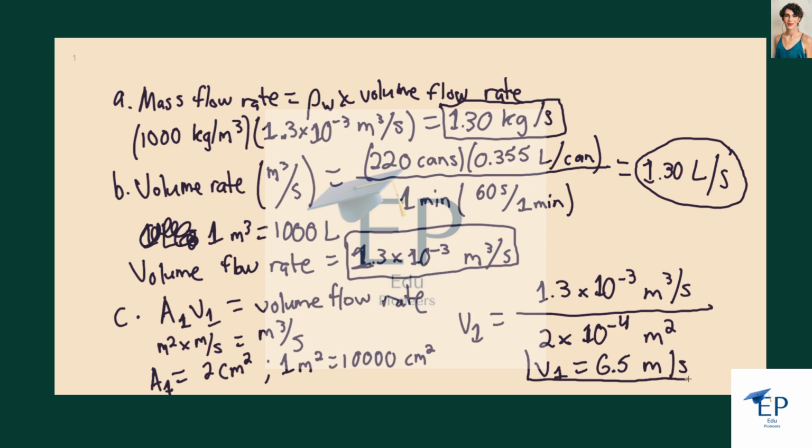So for the first 3 parts, the volume flow rate is what helps us the most. We find the volume flow rate first, convert it to meters cubed per second, multiply by the density of water to find the mass flow rate, and then we use the volume flow rate with the equation of continuity in order to find that the velocity in that first section is going to be 6.5 meters per second.